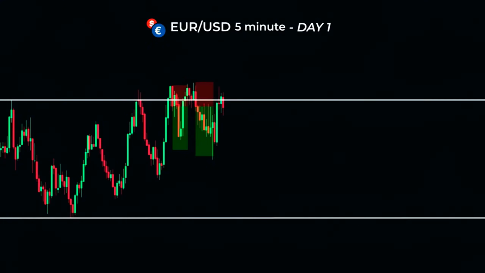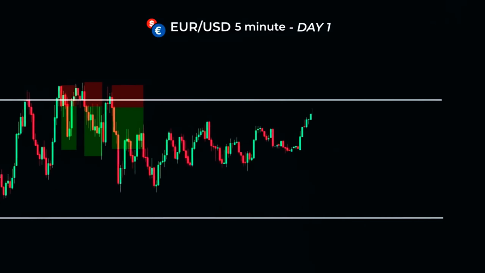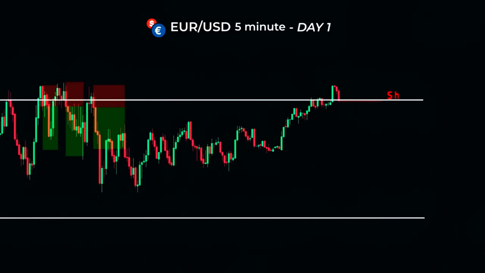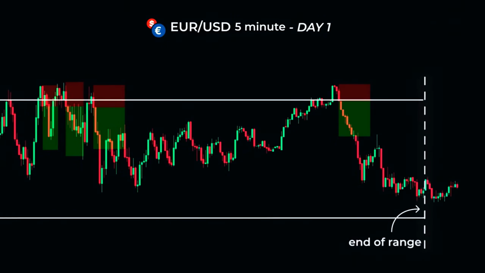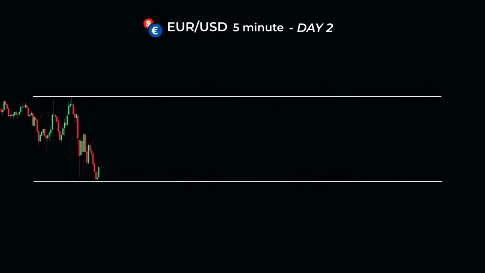On the same day, price gave another short setup. Stop loss at the highs, take profit at 2 times risk. Price then hits the profit target, giving us a 2R gain. But then, price gave yet another short entry. Stop loss at the highs, take profit at 2 times risk. This one ends up in the profits, giving us another 2R gain. And that's the end of today's range. Moving on to the next day.